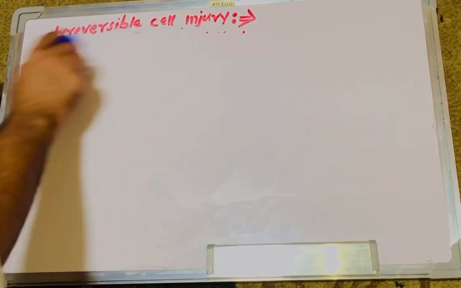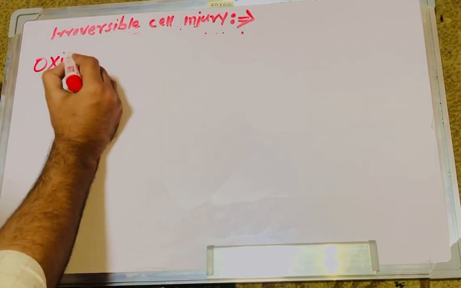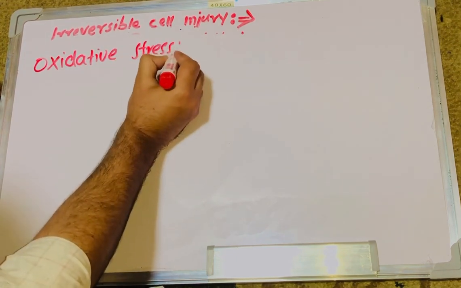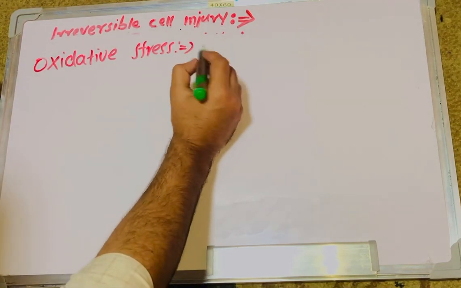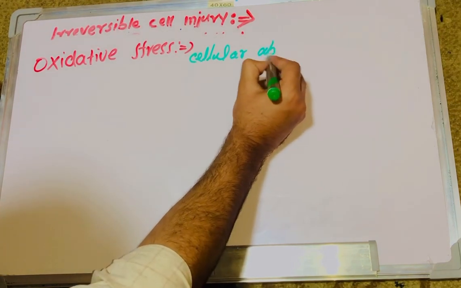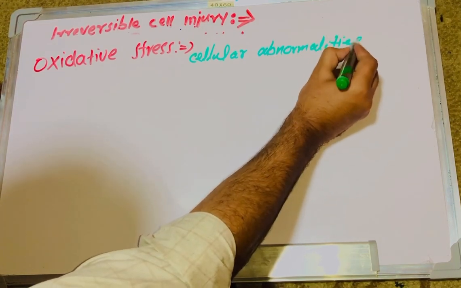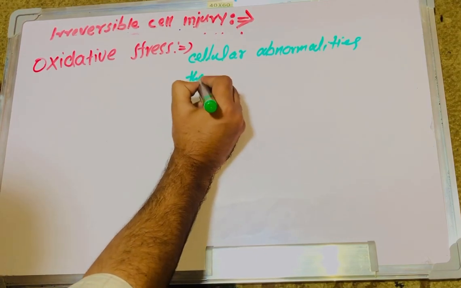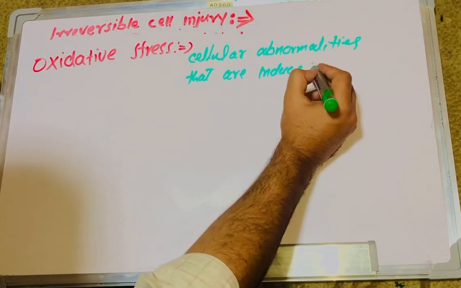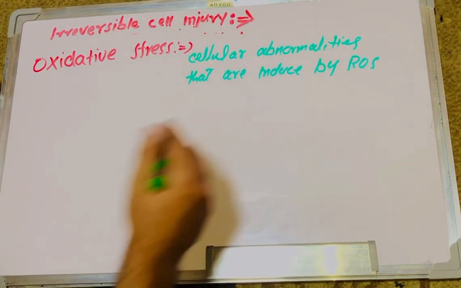So we are going to the next concept given in Robbins, which is oxidative stress. What is oxidative stress? It is just cellular abnormalities that are induced by reactive oxygen species.